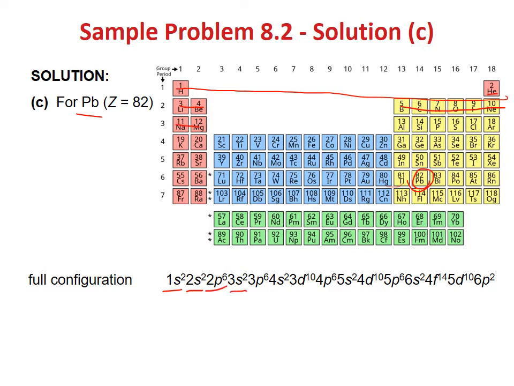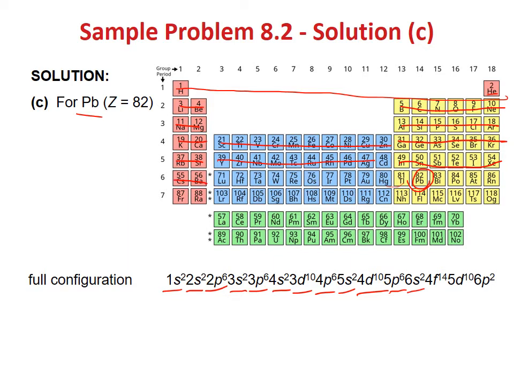3s2, here 3p6, 4s2, 3d10, here 4p6, and then fifth row 5s2. Okay, these are 4d, so 4d10, 5p6, and then sixth row 6s2.